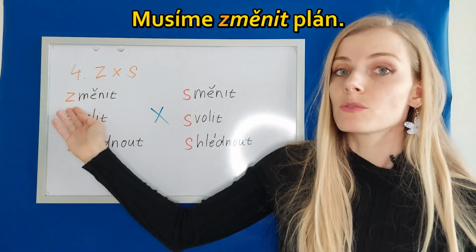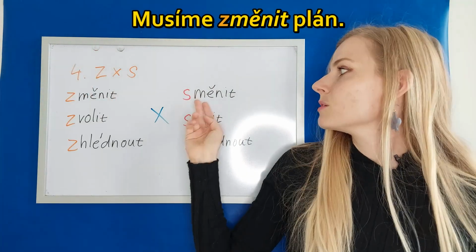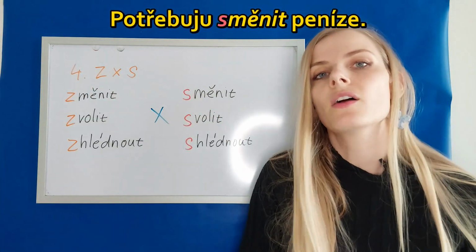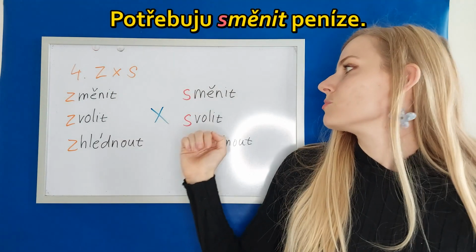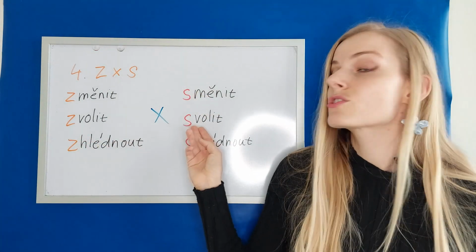Musíme změnit plán, we have to change the plan. Potřebuju směnit peníze, I have to exchange the money. Zvolit a svolit.